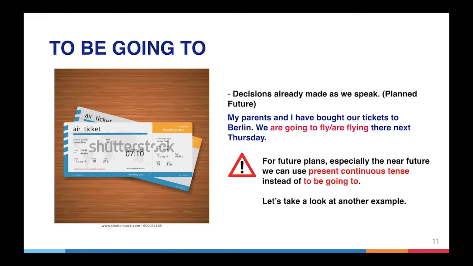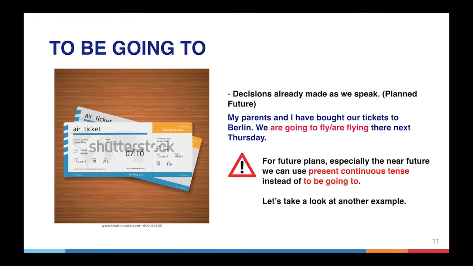The second use of to be going to: decisions already made as we speak, that is planned future. So my parents and I have bought our flight tickets to Berlin. You can see them. We are going to fly there next Thursday. Because we have already bought the tickets, I have a plan. Remember, for planned future, we can use present continuous tense as well as to be going to.